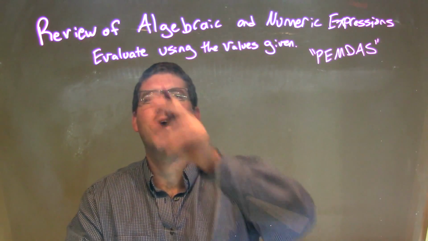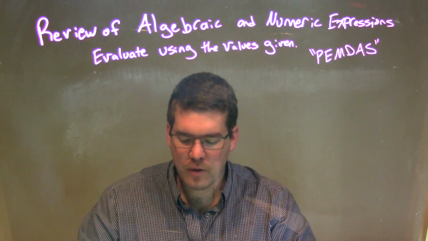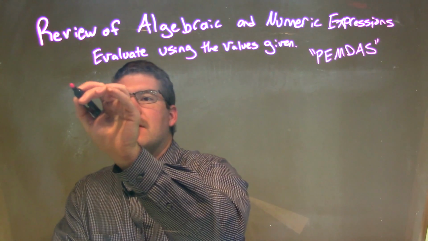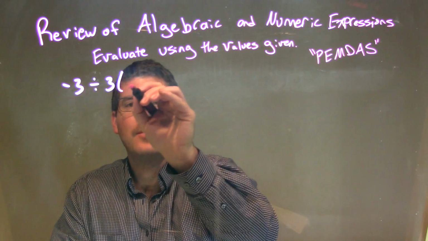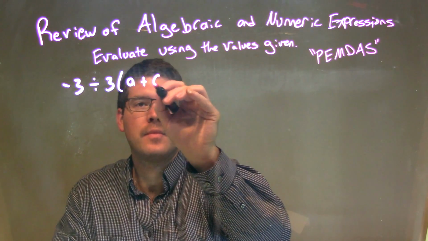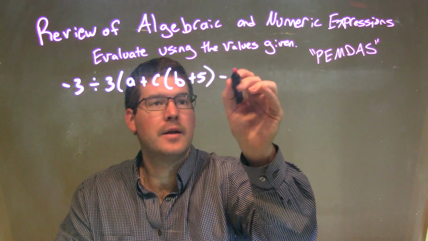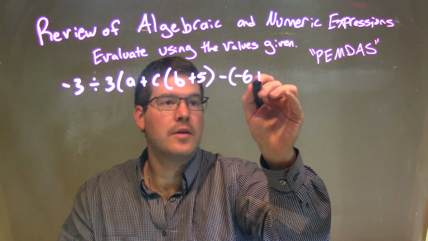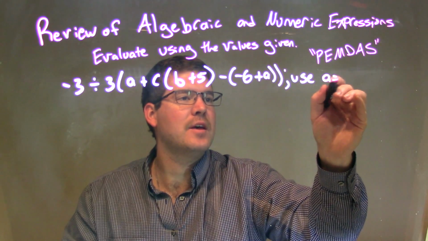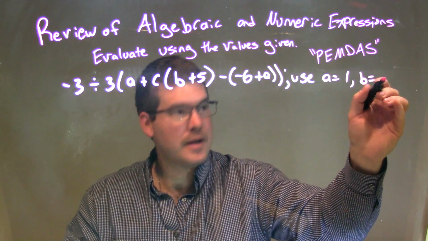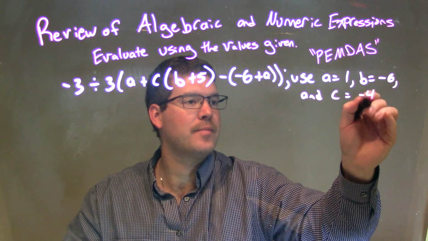Today we're going to learn about algebraic and numeric expressions, and we're going to evaluate using the values given. So, if I was given this expression, -3 divided by 3 times (a plus c times (b plus 5) minus (-6 plus a)), and we had to use a equal to 1, b equal to -6, and c equal to -4.